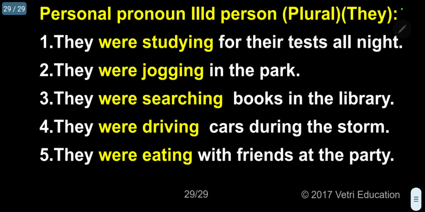So, I hope I have completed this. Today I have completed how we have to frame simple past continuous sentences with the help of some rules. Next class, I will discuss simple past perfect sentence rules.